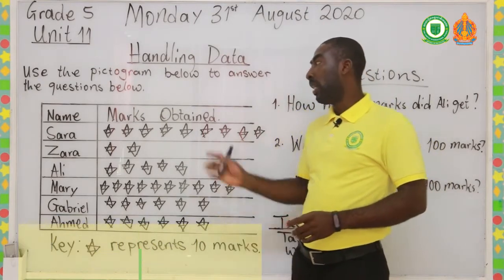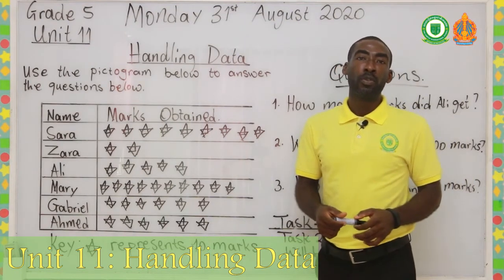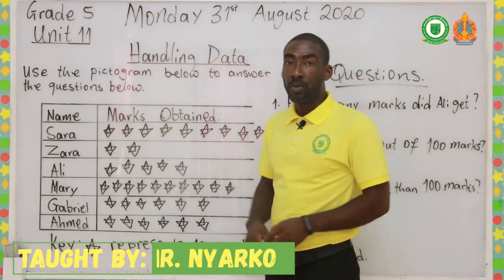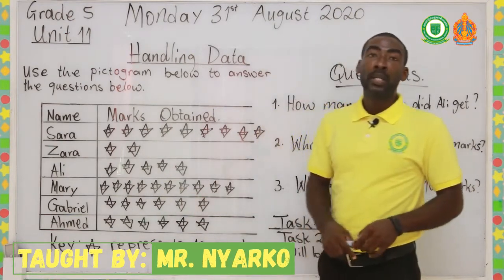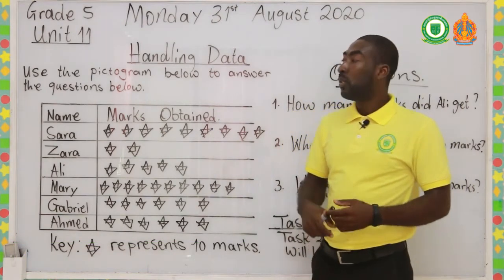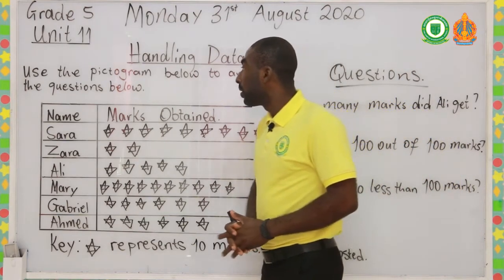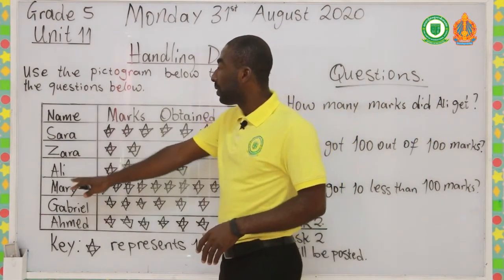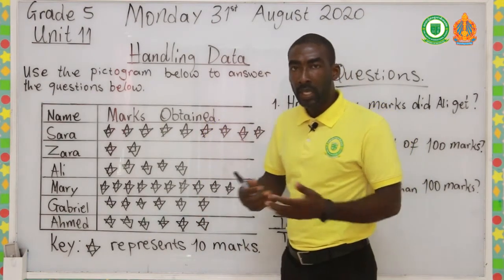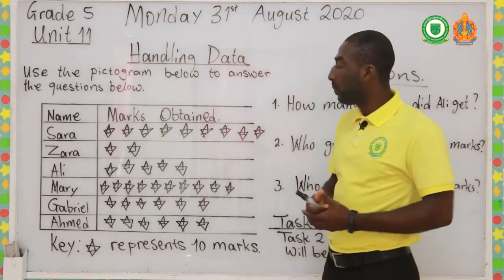On this video we have a pictogram that we're going to use to answer some questions. So what you see here is a pictogram. A pictogram is a table that uses pictures or images to represent data that has been collected, okay? In this pictogram we have the names of the individuals that did an exam. So these are the scores that they had.